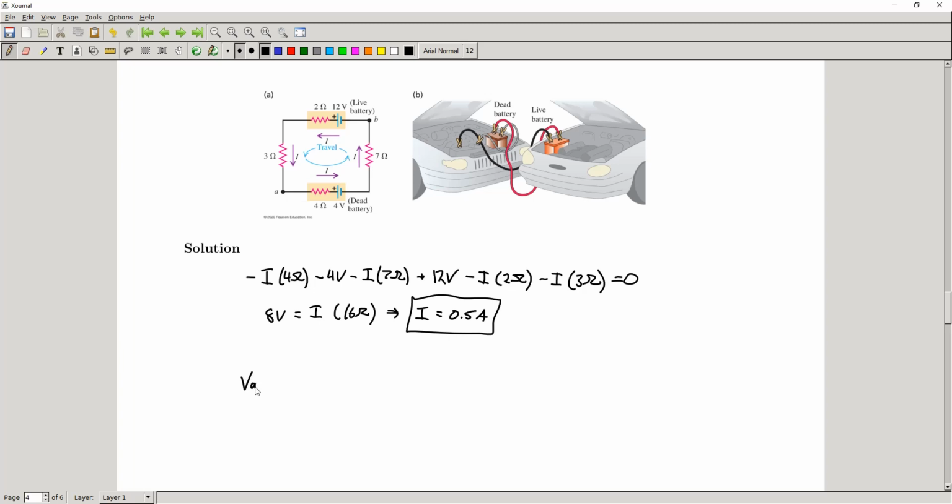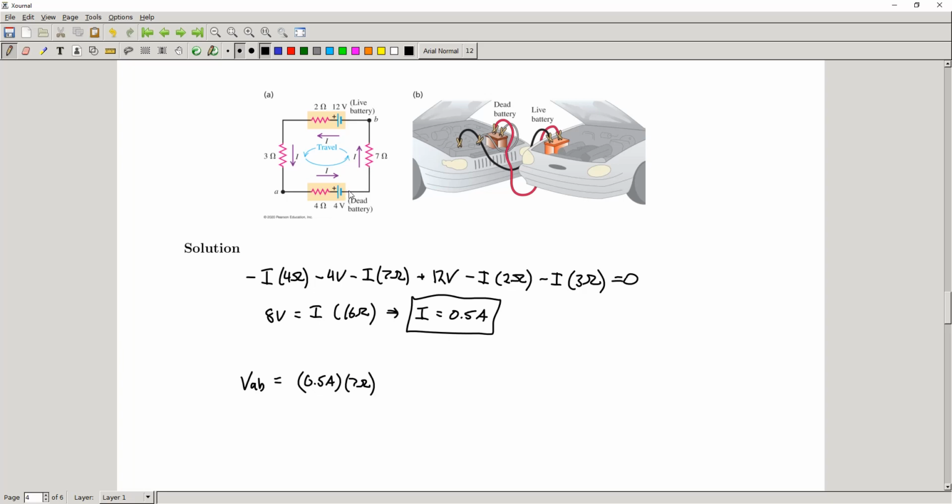So VAB, and this is again just one application of Kirchhoff's loop rule, is going to be equal to, well, we're heading in this direction. Now we're heading against the current across a resistor, so instead of picking up a minus sign, it's going to be positive. We know that the current is now 0.5 amps. So we're going across this first resistor, and we pick up 0.5 amps times 7 ohms.